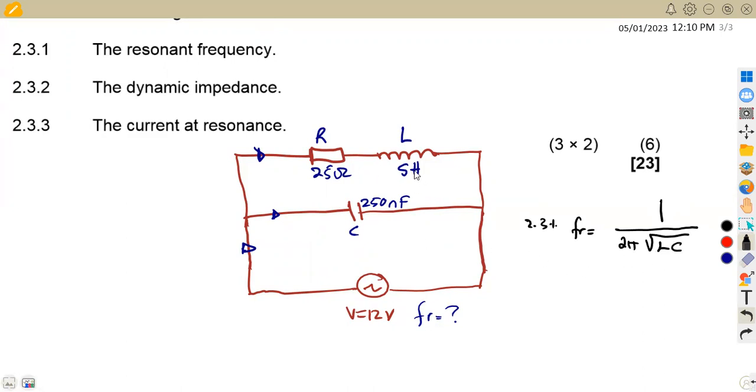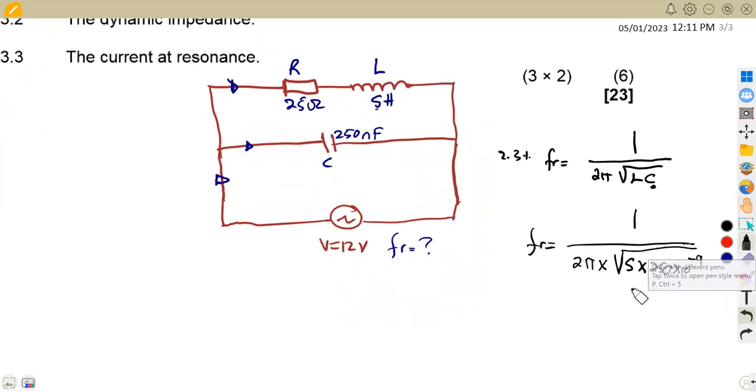No matter the way that you are given, as long as it is the resonant frequency, you work with only inductance and capacitance. Take note of that. Our resonant frequency is going to be 1/2π times the square root of our L, which is the inductance, 5, times the capacitance. In this case, our capacitance is 250 nanofarad, that is times 10 to the exponent of -9. That's a nanofarad. So this is going to give us the resonant frequency.